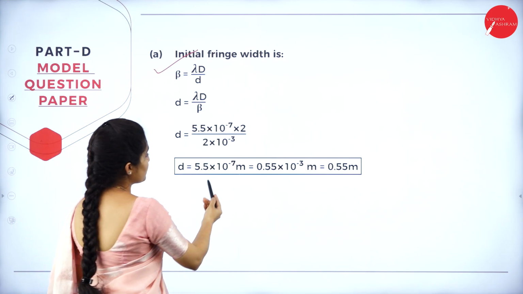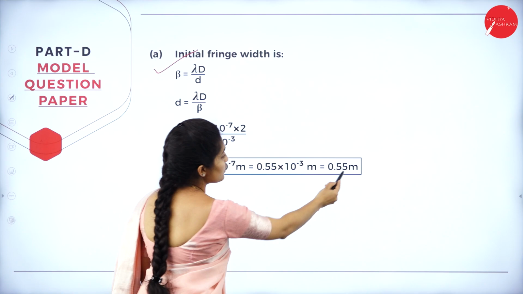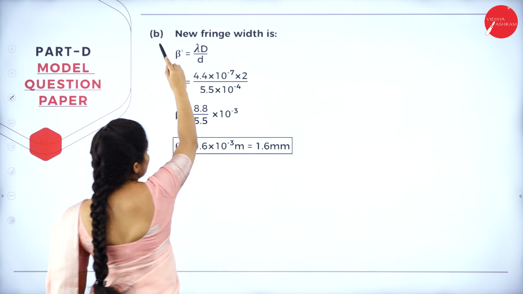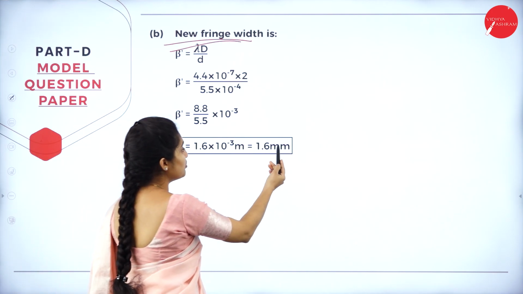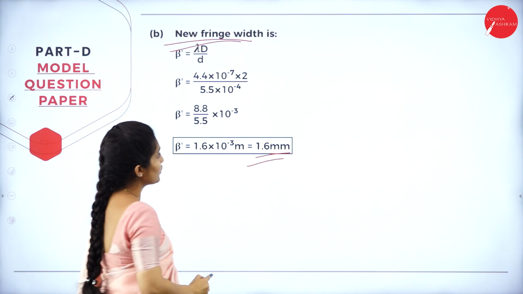So the distance of separation is what we have to find out. It is given in meters, and fringe width is what we will have to find. The fringe width is given in millimeters. There ends your equation.